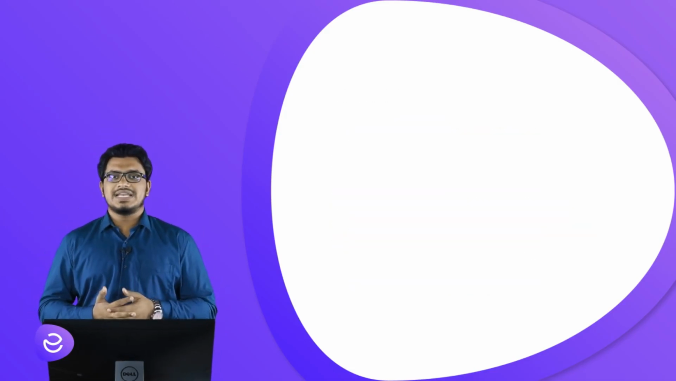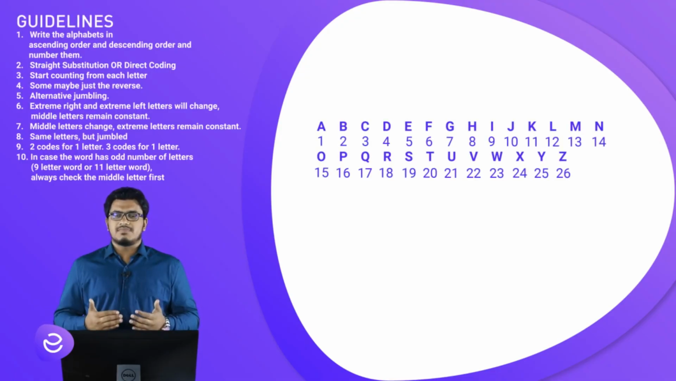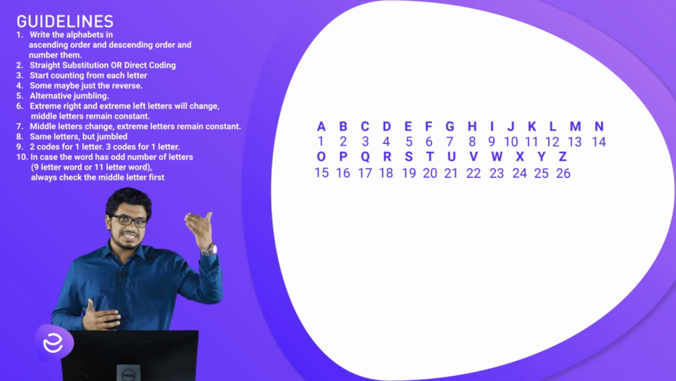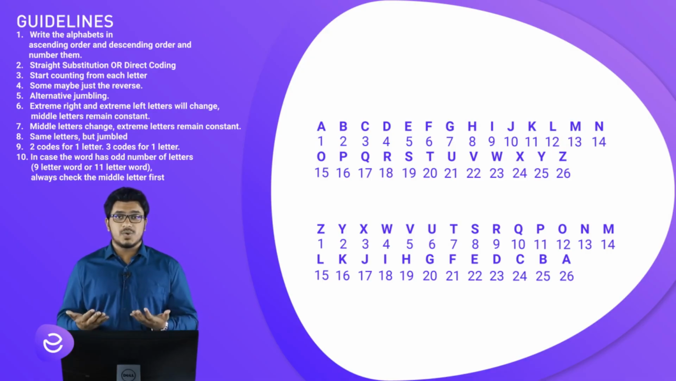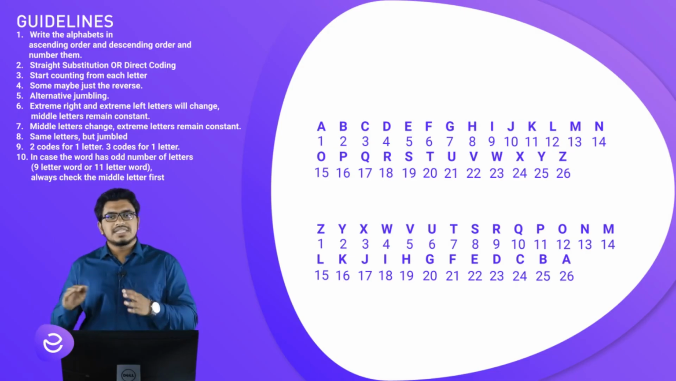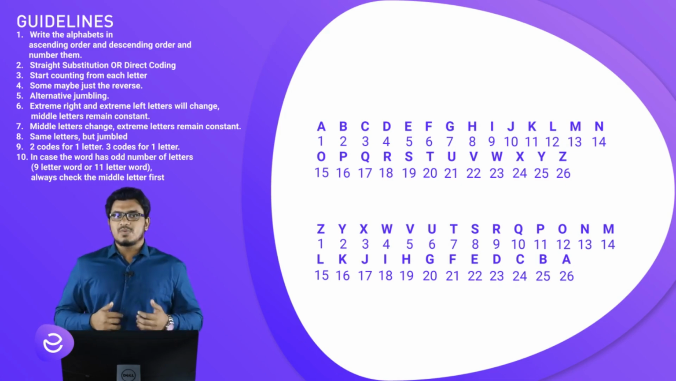The first guideline is something that we have already discussed. You write the letters of the alphabet in ascending order and in descending order, and then you number them. If you have already done this for the letter series earlier, then that is enough. You don't have to do it separately. The same can be used for coding also. Then we'll start with the guidelines.